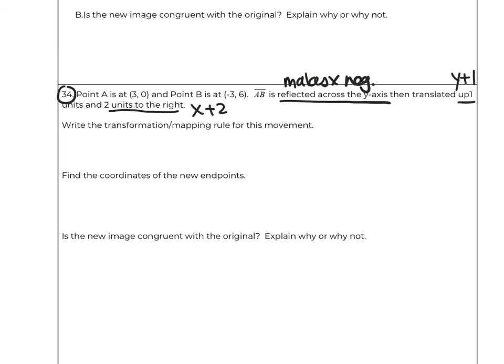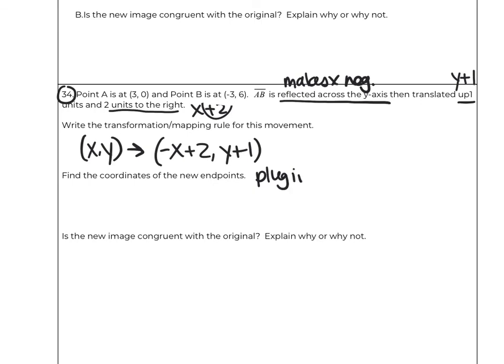So if I combine all of that, start your mapping rule off with your 3. Alright, makes x negative because I reflect across the y. So negative x, but I also have this plus 2 to move it to the right. And then the only thing that happened to y is it went up 1. Okay, now that's the hard part. All I want to do now is just plug in those points I already had.